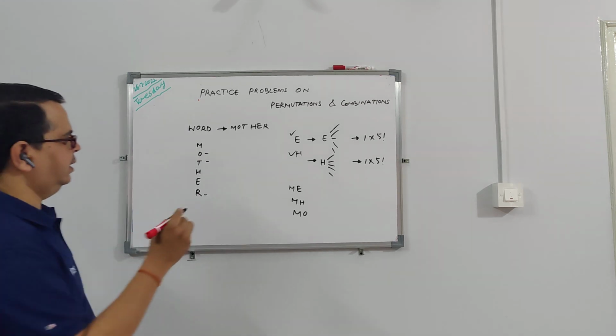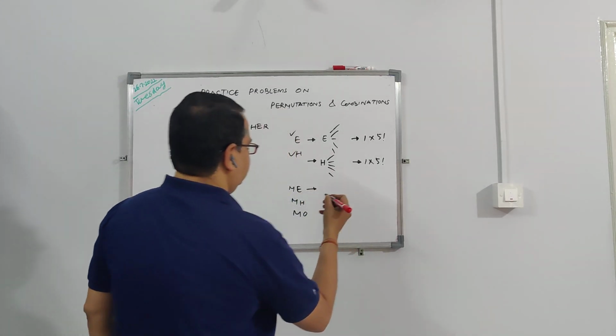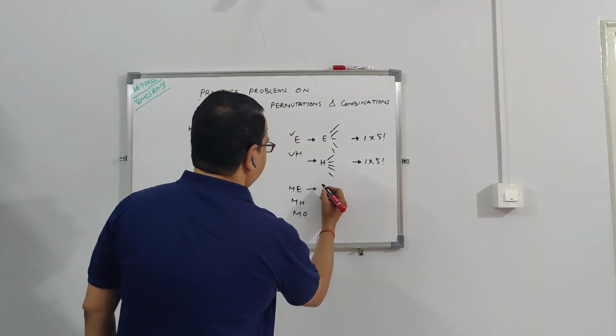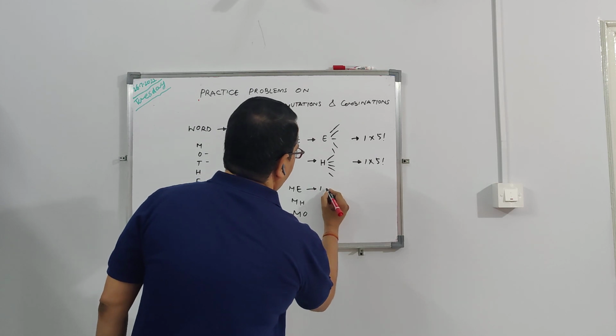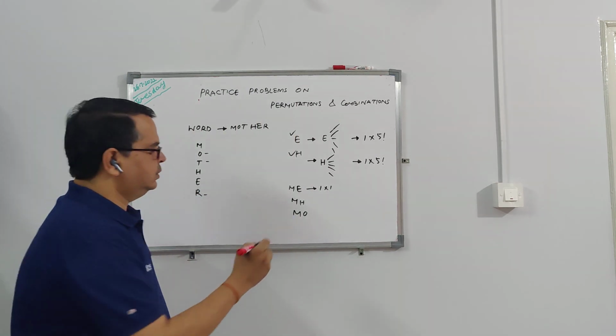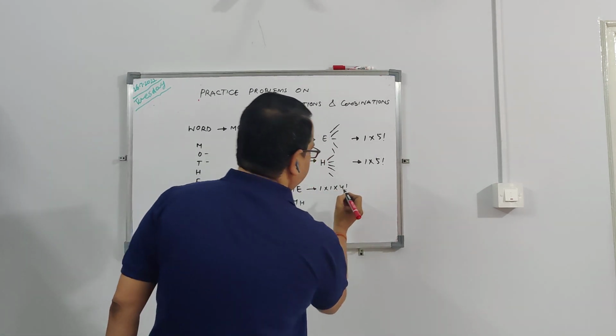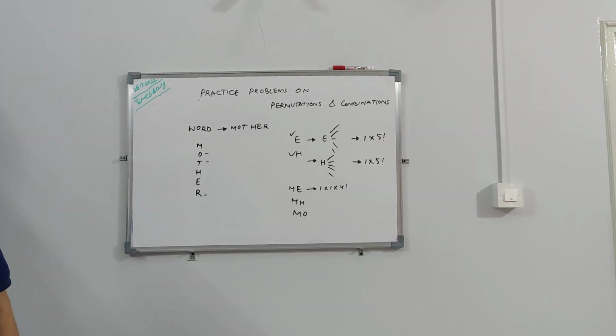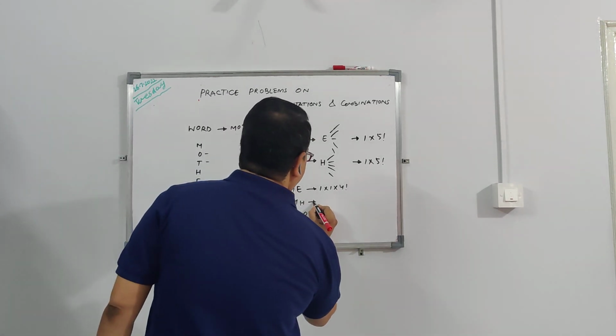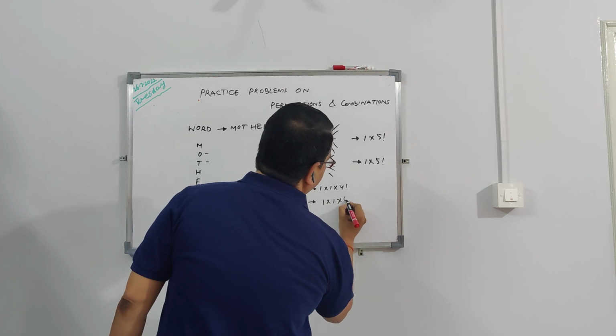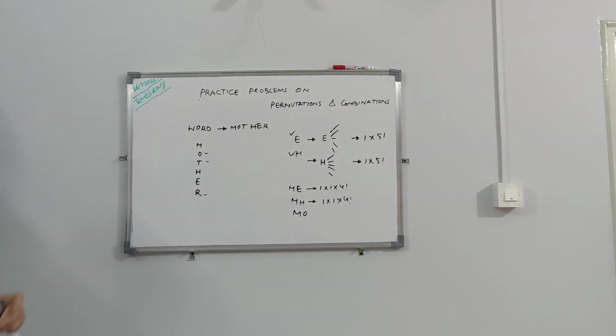So the total words starting with ME, these are all 1 into 1, this is fixed. So remaining is 4 factorial, right? With ME. Similarly with MH, 1 into 1 into 4 factorial. So this is also fixed now. Then total words starting with MO.